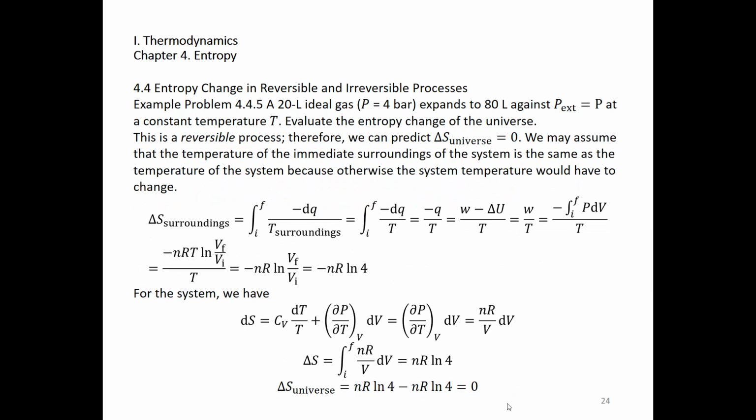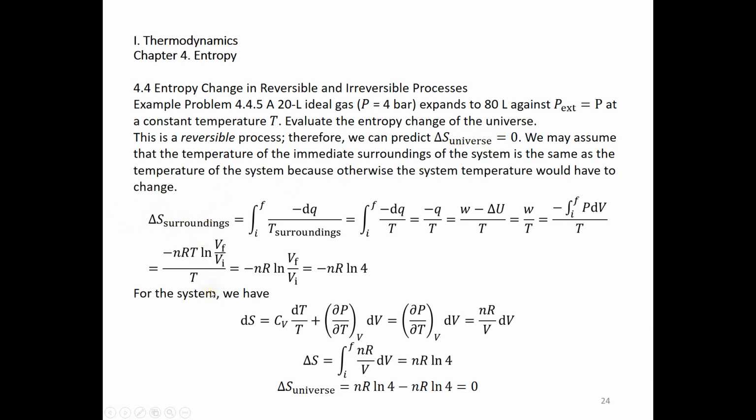Another numerical example, 4.4.5. So now we have a 20 liter ideal gas that expands to 80 liters against P external equals P. So when you look at this, you know it's reversible, and you know the entropy change of the universe should be 0. So if you don't do any calculation, you just say the entropy change of the universe is 0, it's actually correct. But we can also calculate the entropy change of the surroundings.